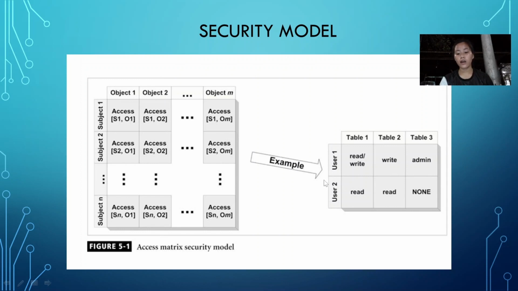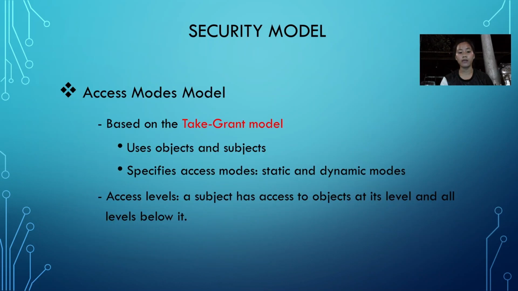And if we can also see here, user 2, in table 1, she or he can read only, and also in table 2. So next, security model. As mentioned earlier, first we mentioned the access matrix model, and the second one is the access modes model. So it is based on the take-grant model.